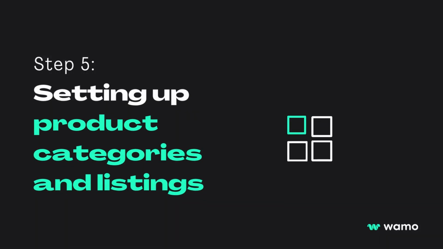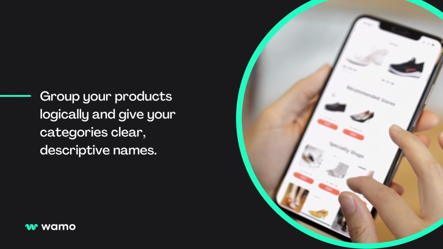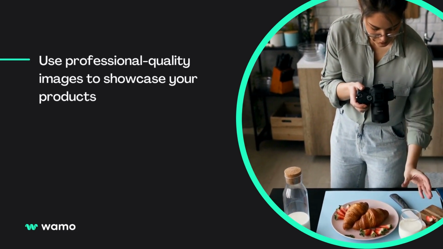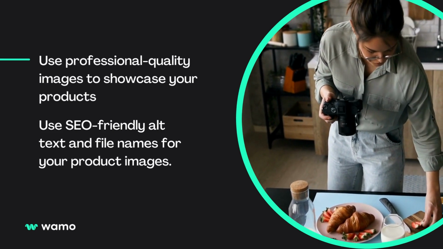Step 5. Setting up product categories and listings. Group your products logically and give your categories clear, descriptive names. Use professional quality images to showcase your products and use SEO-friendly alt text and file names for your product images.